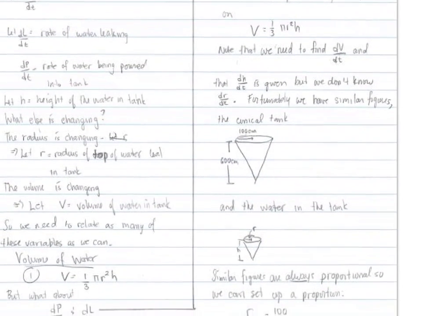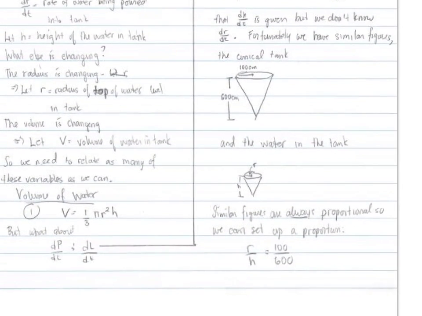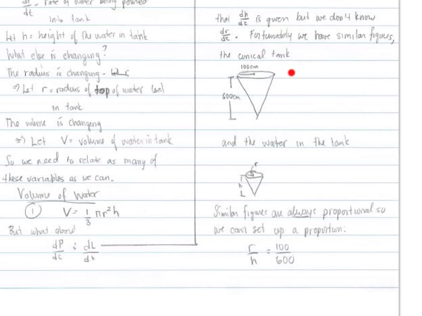What I would like you to see is that there are actually two cones in this picture. There's the big cone, the tank that's 600 centimeters high and 100 centimeters in radius, and there's also the water inside the tank, where the height is changing and the radius is changing. Since these two figures are similar, we know they're proportional, so we can set up a proportion. The radius over the height here should be the same proportion as the radius of the big tank over the height of the big tank. So r over h is 100 over 600, or just 1 over 6.